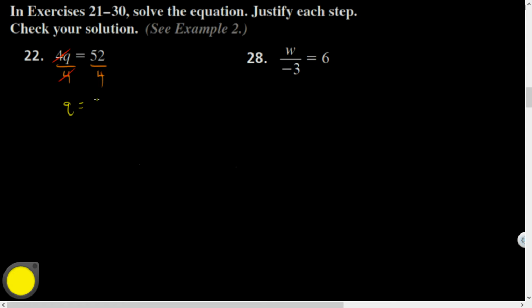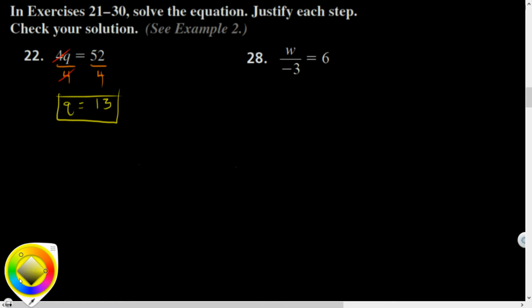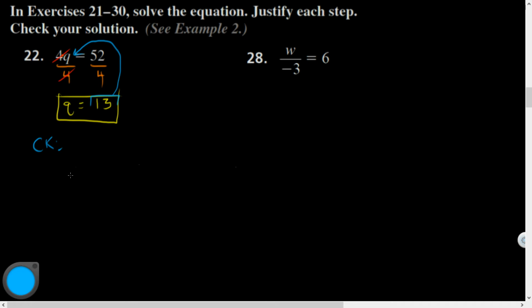52 divided by 4 is 13. So I get Q equals 13. And if I wanted to do a check, the question would be, if I plugged 13 into the original equation, is 4 times 13 equal to 52? And I'd get 52 equals 52.